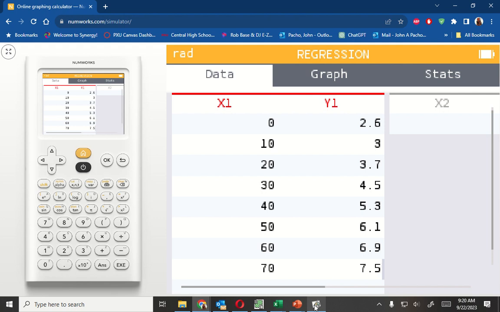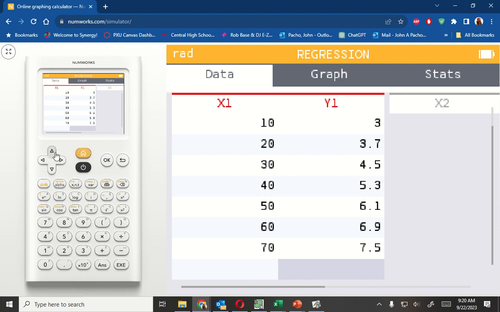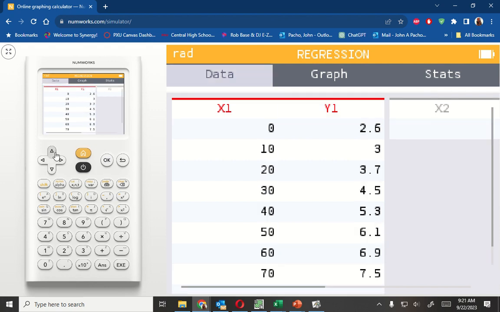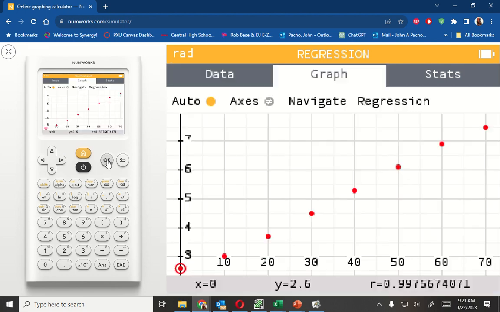All right, so now that we have this here, let's go ahead and I'm going to go back up. And now this time I'm going to hit graph. And it should go from 0 to 70.